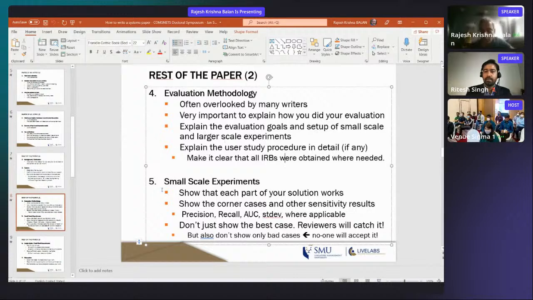If you're doing user studies, you explain how your data was collected, you explain how your data was cleaned, things like that. Okay, and then many systems papers start with small scale experiments that show the sensitivity, the system working in small scale with different control studies. And you've got to show the corner case and other sensitivity results. Don't just show the bad case, reviewers will catch it. This is again true for the top conferences, right? You have to show the corner cases and the cases that it might break, just to convince the reviewer you understand how your system works. It's okay to have a few cases where it breaks as long as they're not fatal, by the way.